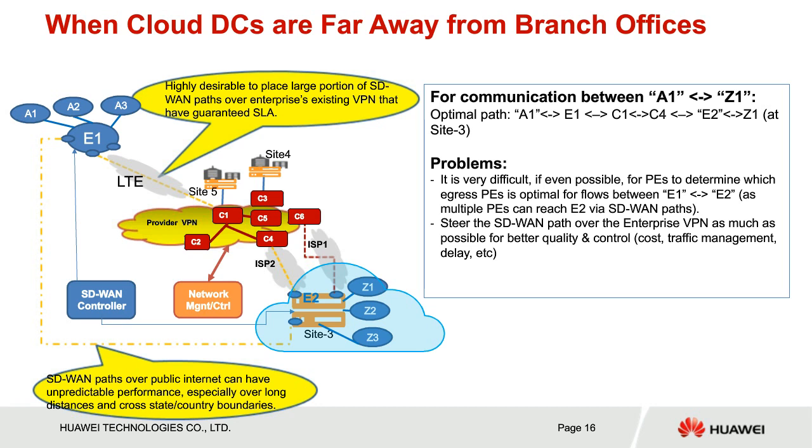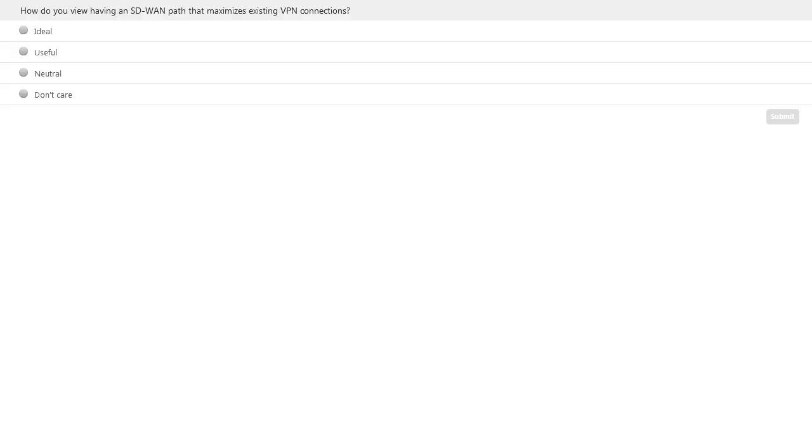Okay, so now I pass to Ross for another poll question. Great, thanks, Linda. And so this will be our last poll question of the morning. So now we want to ask, how do you view having an SD-WAN path that maximizes your existing VPN locations? Do you consider this an ideal situation? Is this a useful thing to have? Are you fairly neutral on it, or do you not really care whether or not the SD-WAN path maximizes your VPN connection? And maybe just, Linda, I'll throw it back over to you just to clarify a little bit, and perhaps you can explain a little bit more about why this is an important consideration for people.